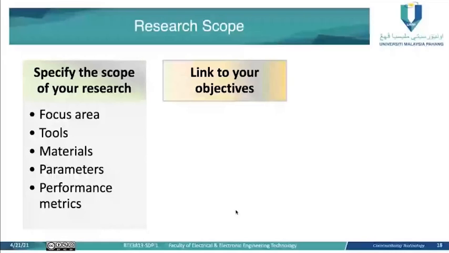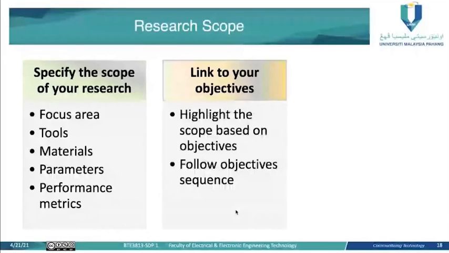Okay, then you need to link to your objectives. You need to highlight the scope based on the objectives. If objective 1 is to simulate a system by using, for example, MATLAB, or by using Proteus, you need to mention that in your scope. You need to highlight that our system is limited to the simulation model that we use in MATLAB, or limited to the simulation model that we use in Proteus, and so on. You need to highlight these things, and you need to follow the objective sequence as well.